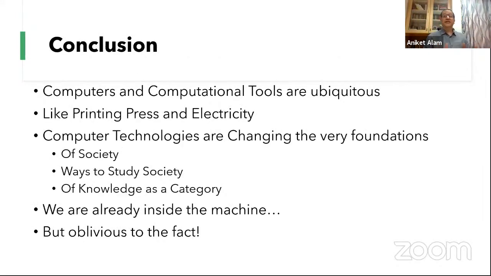So I'll conclude now. Basically, this long-winded talk, slightly incoherent at times, is about the fact that computational tools are now ubiquitous. They are happening all the time. My sense now, and here I'm sticking my neck out, is that the impact they have had is akin to the coming of the printing press, the coming of electricity.